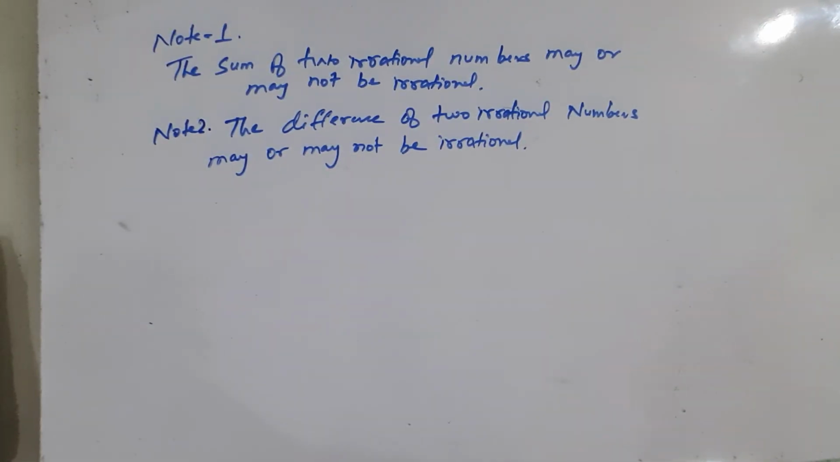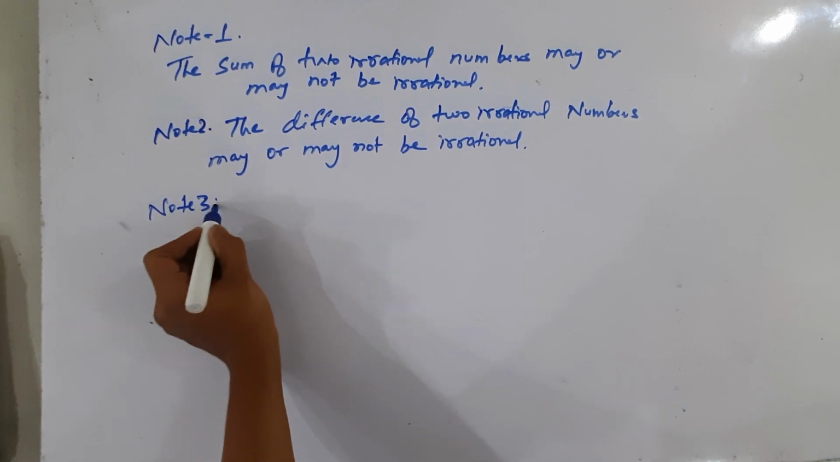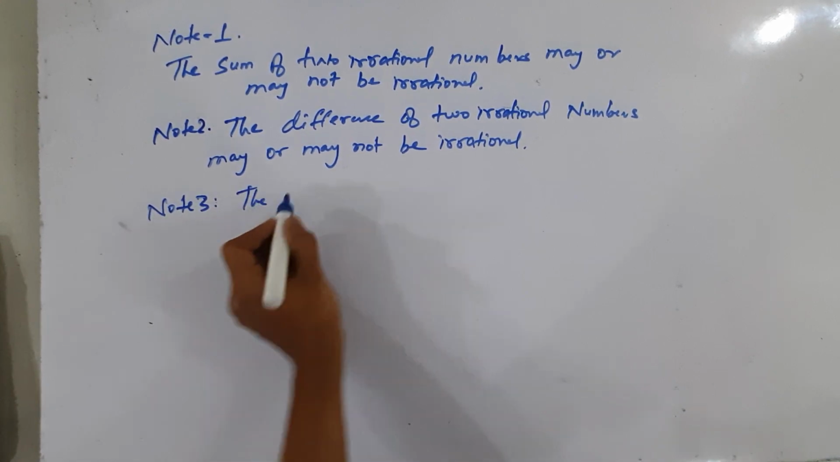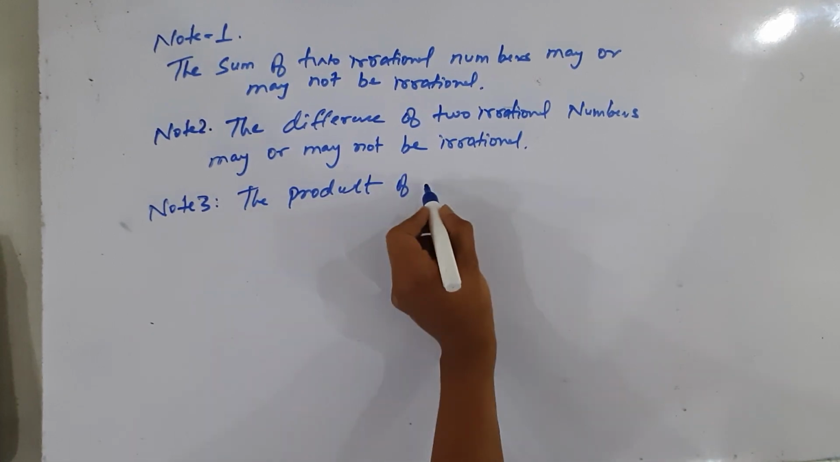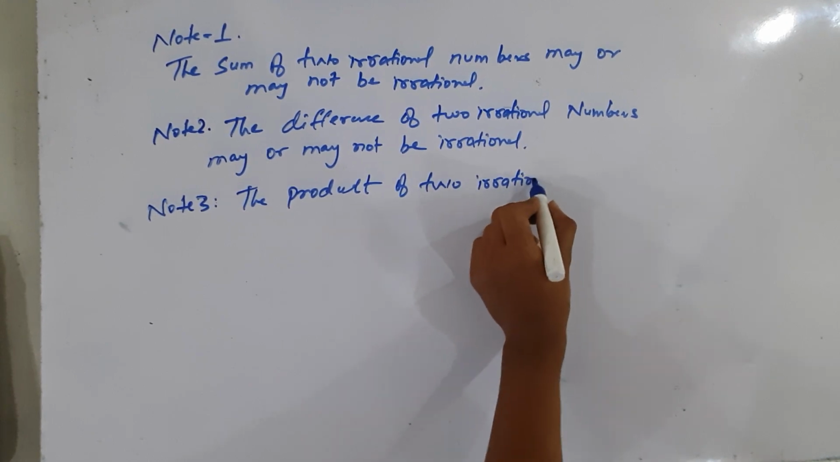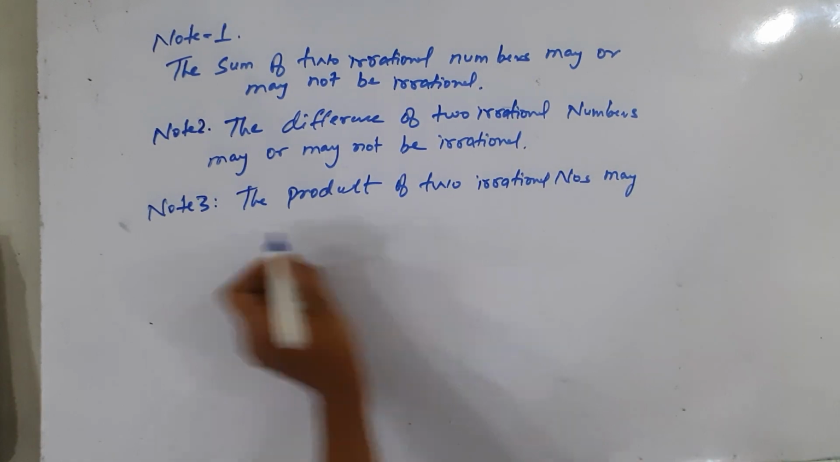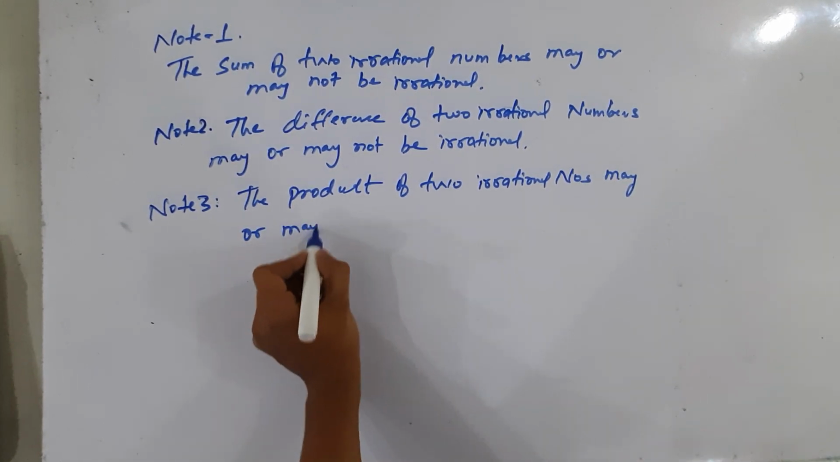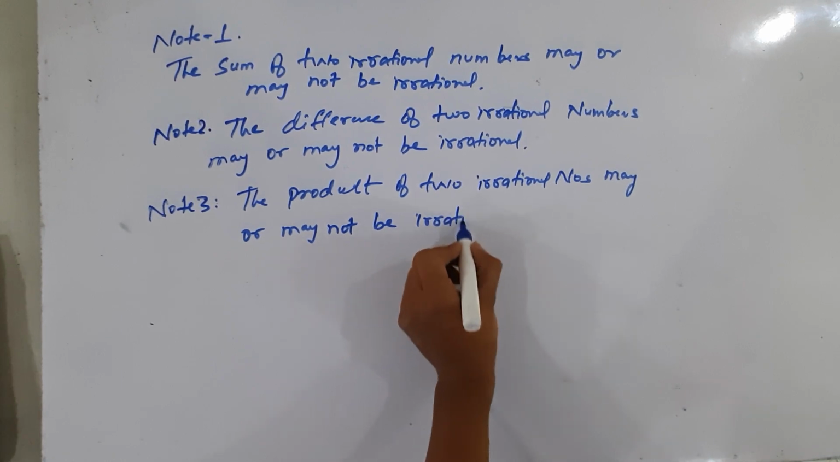Now the third note is the product of two irrational numbers may or may not be irrational.